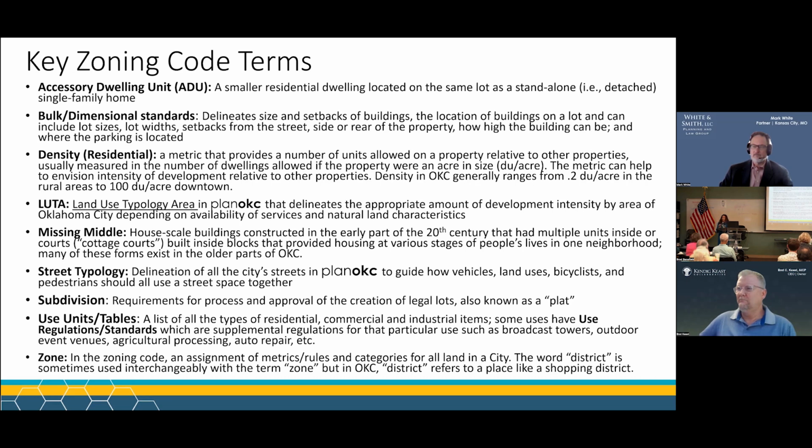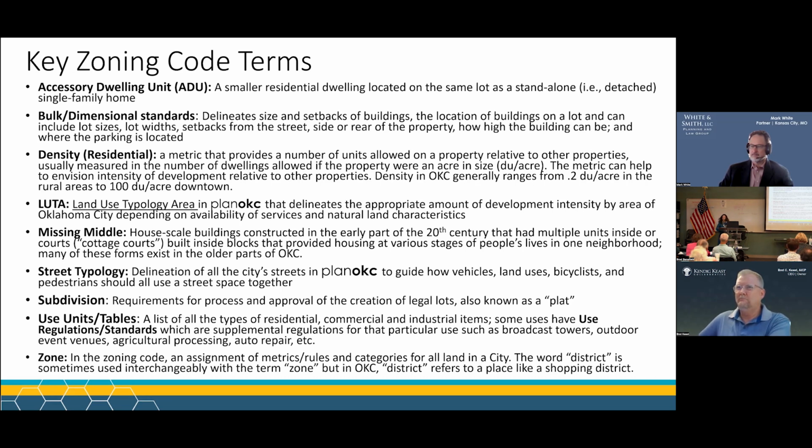The next term that you're going to hear a lot in the code update is called LUDA. And it's land use typology area. This came out of Plan OKC, and I'll explain a little bit more about this in a minute, but it delineates the amount of intensity per area. There's rural LUDAs, urban LUDAs, and then we get to downtown. So how do those differ? What do we want to see? What's our vision for the future for each of those areas? There was a lot of input on that during those 3 years the plan was being developed.